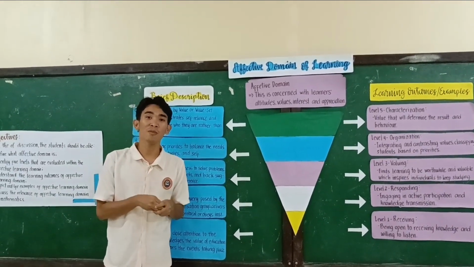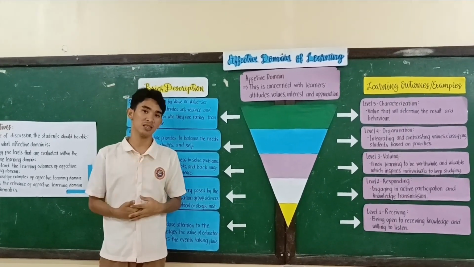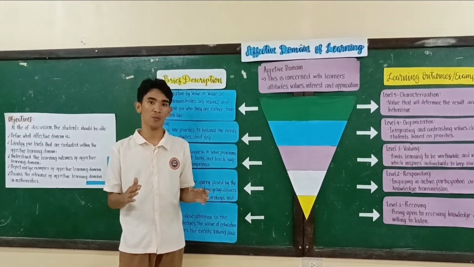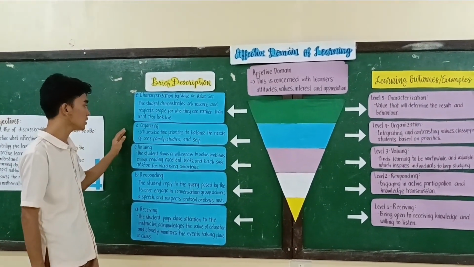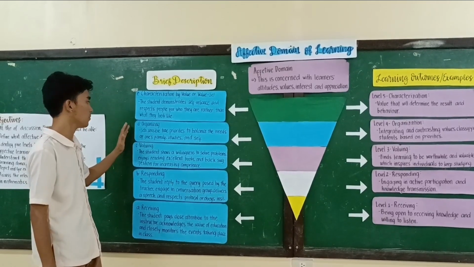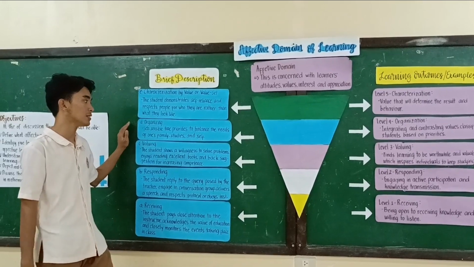Then, at that moment, nagkakaroon siya ng binavalue niya yung pag-aaral niya kasi nga motivated na siya and alam niya yung anong gagawin niya. Then, fourth is organizing. The example or the learning outcome here is sets sensible time priorities to balance the needs of one's family, studies, and self.